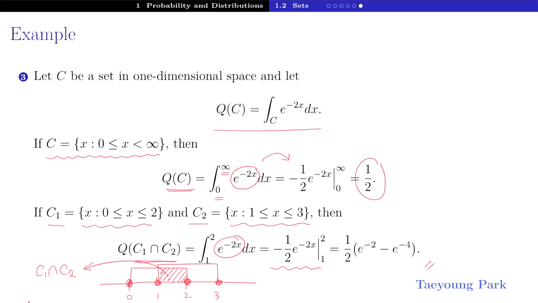In the next video, I will introduce the probability set function based on what we learned in the probability and set theory.